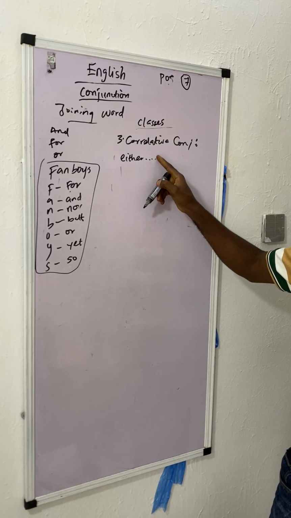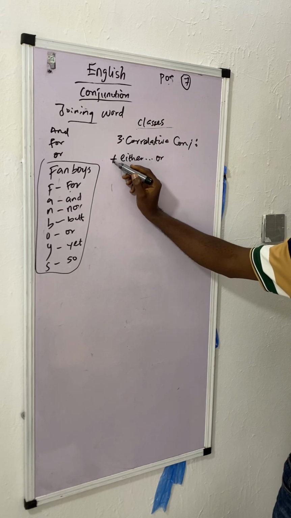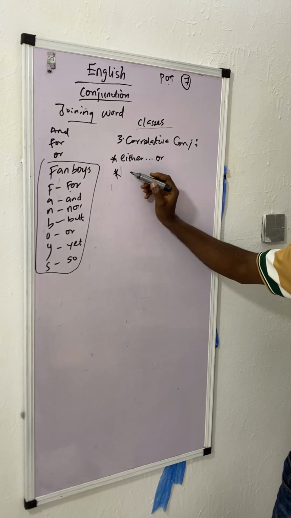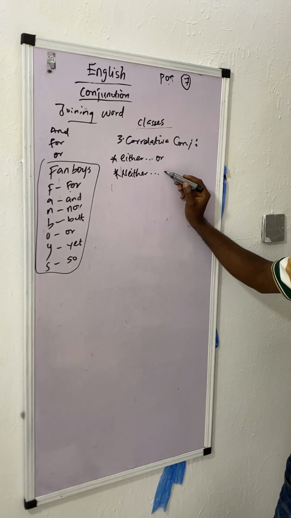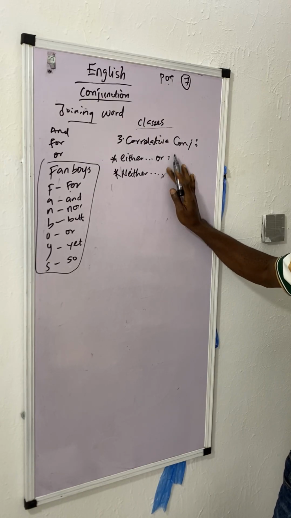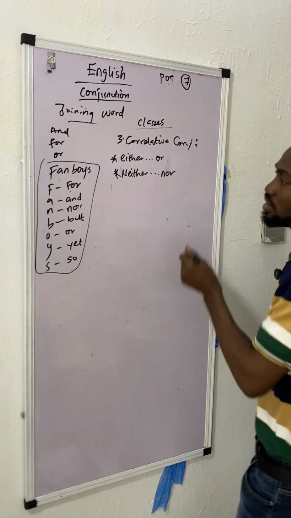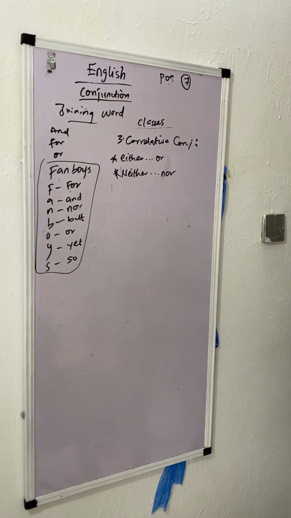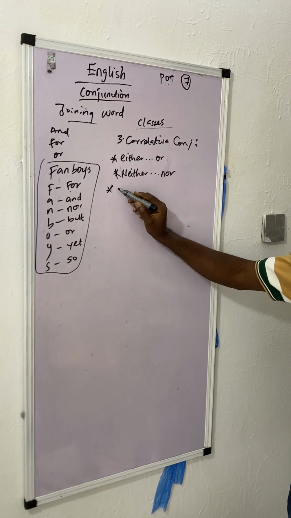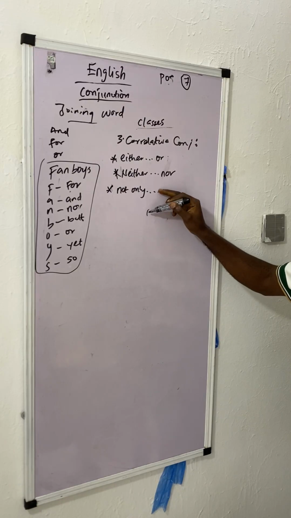The most common type of correlative conjunction is either, then the second word, or. This is the first example. The second example is neither, which will now carry nor as the second word. Either or is one correlative conjunction. Neither nor is another correlative conjunction. They are the two most common. But we have other ones like not only but also, not only, then the second part, which is but also.